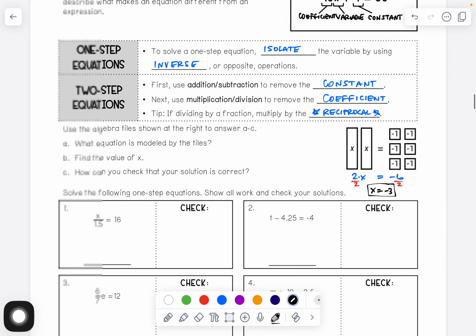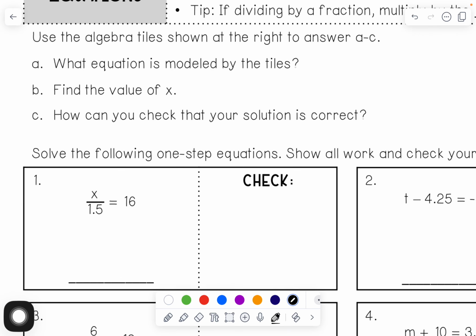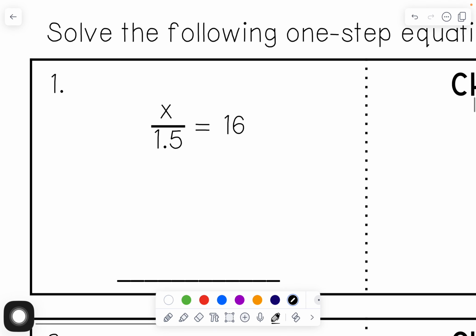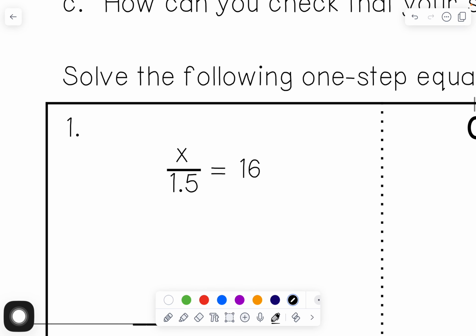Okay, let's get into some problems. So when I look at number 1, what I see is division. That's what's happening to the x. It's being divided by 1.5. So the inverse of division is multiplication. So I'm going to multiply both sides by 1.5.